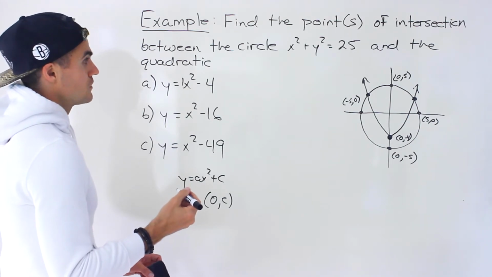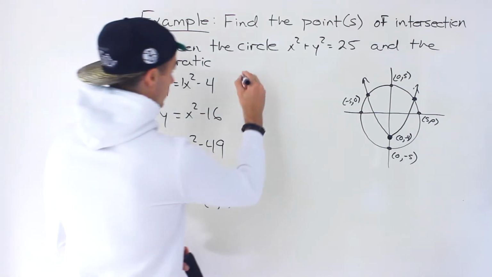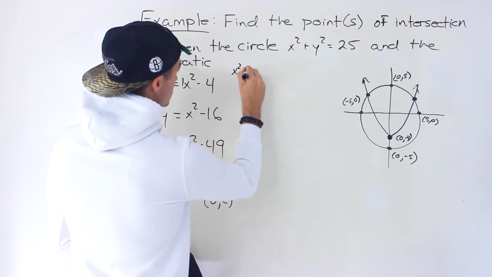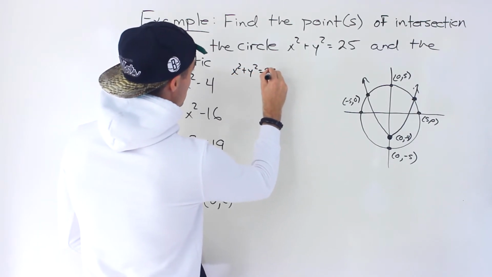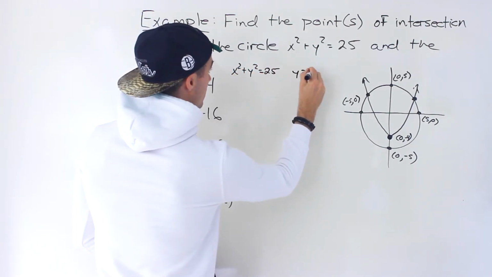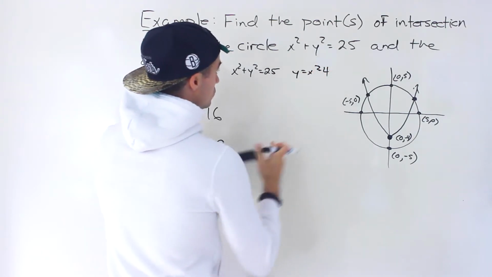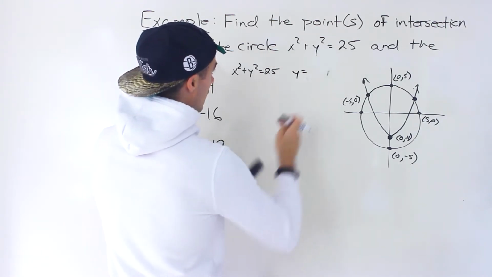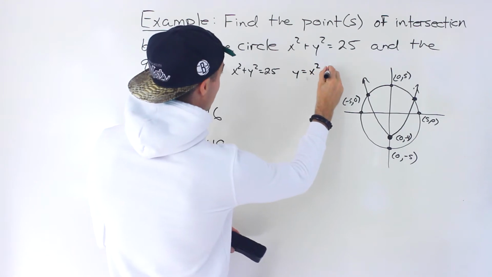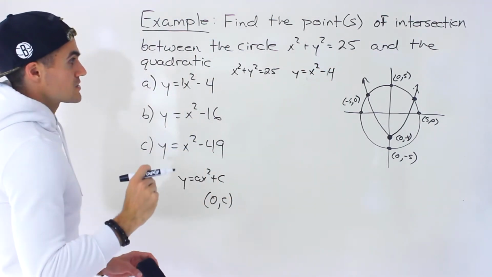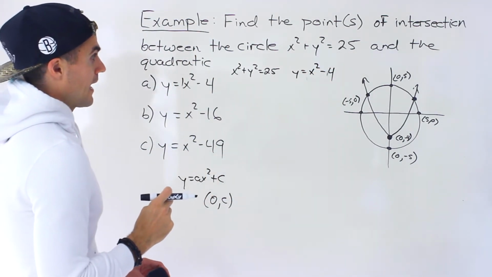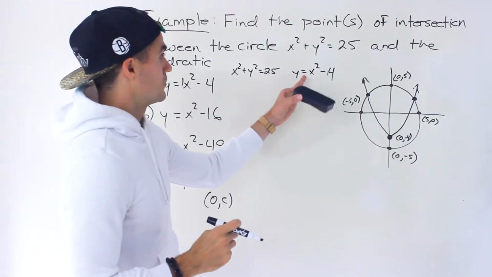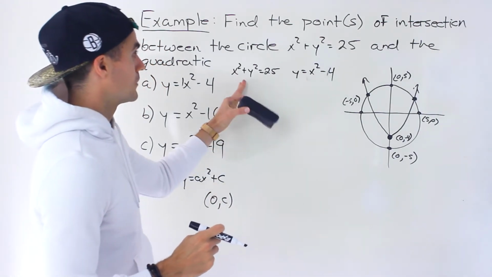So how do we find the points of intersection? Well, we've got two equations. Let's write them over here. And we have two unknowns, right? X and Y. And so I'm going to do substitution. I'm going to isolate for variables here in the quadratic and then plug them into the circle.